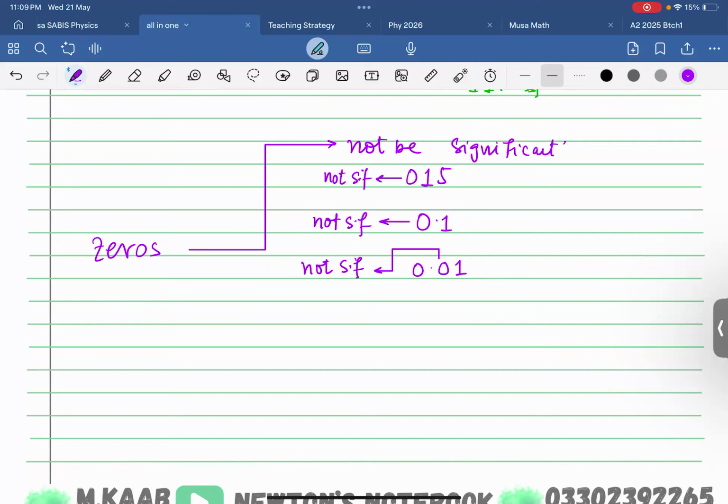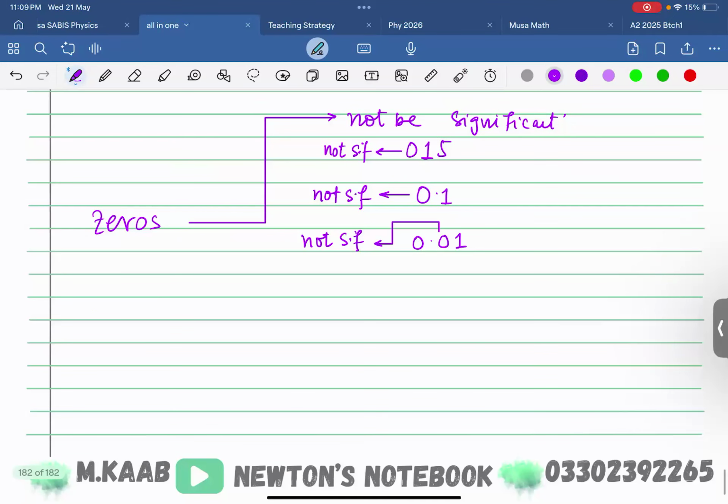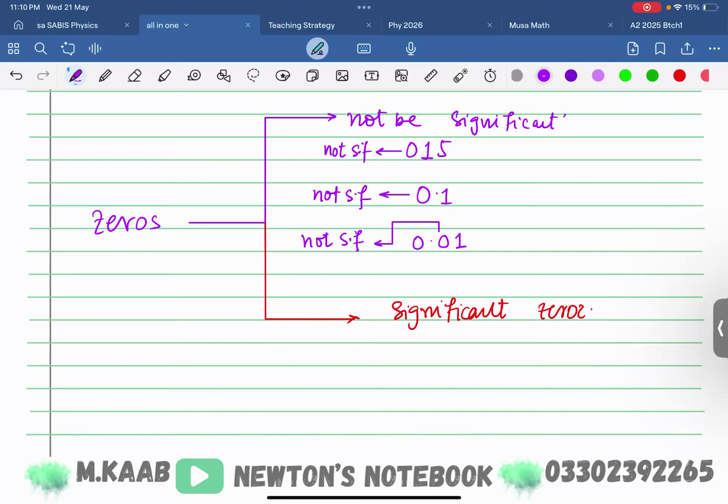Fine, okay, these are the three conditions. Now the other case is where we have the significant zeros, okay. So the significant zeros are like few, or actually more than that. So basically if you have 1.0, this 0 is significant, okay. Always keep in mind this 0 is significant, okay.